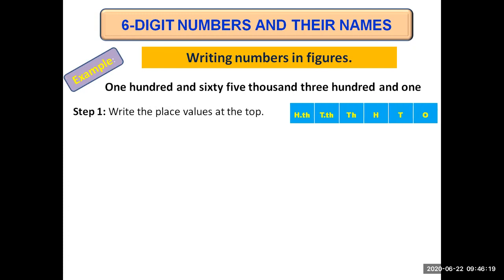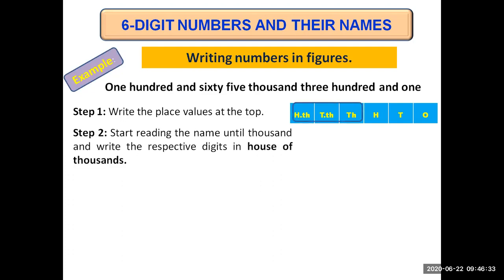Wherever you have to write your answer, first write the place values on top. That way you would know in which column you have to write what digit. After writing the place values, start reading the name until thousands. We have 165,000. Before 1000 we have the number 165. Now write the respective digits in the house of thousands. 165 is written in the house of thousands, right?